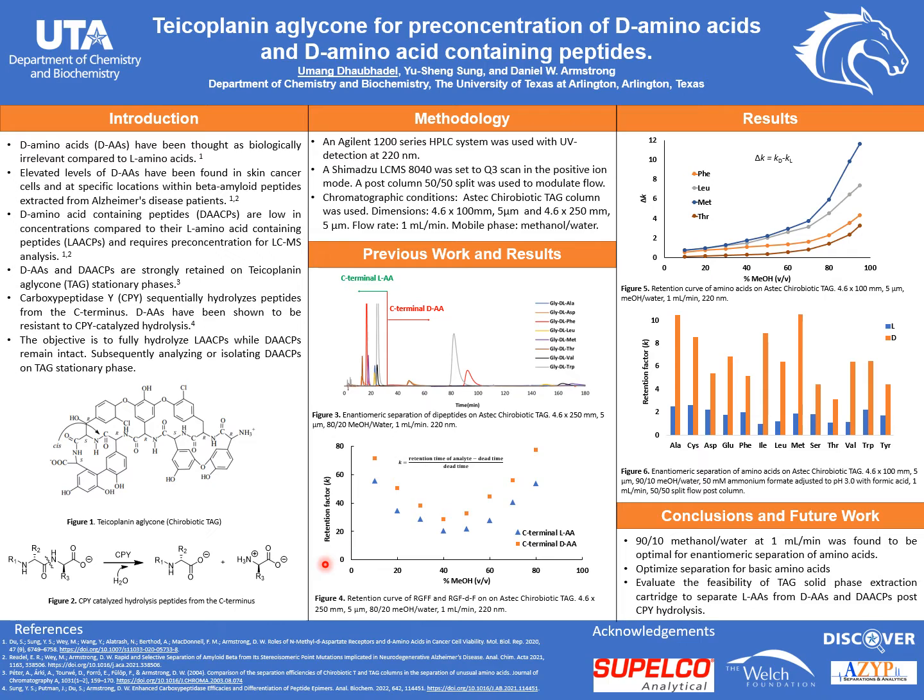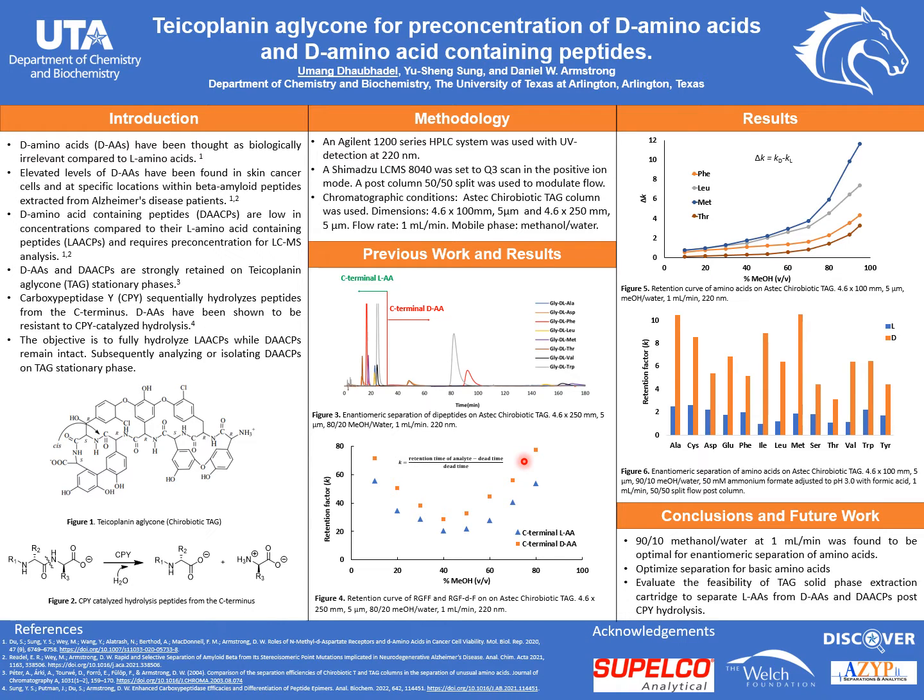Figure 4 shows the retention curve of a tetrapeptide with only the last amino acid being either D or L. On the y-axis, the retention factor is plotted, and on the x-axis, the percent methanol is plotted. The retention factor, as shown here, is the retention time of the analyte, which is the total time spent by the analyte in the system, minus the dead time, which is the time the mobile phase spends in the column, and all of this is divided by the dead time. It was found that 80-20 methanol water had the most optimal separation as it gave the highest retention factors.